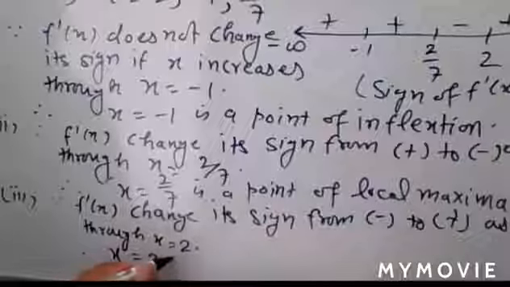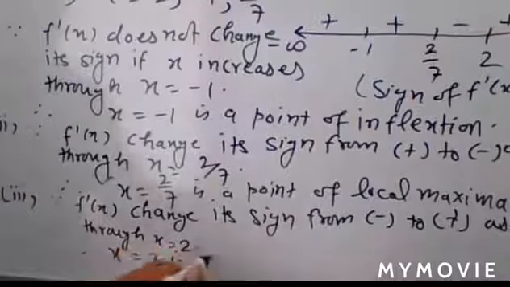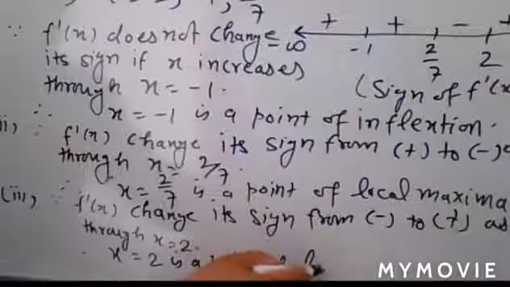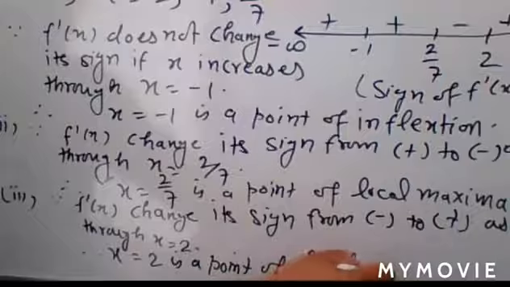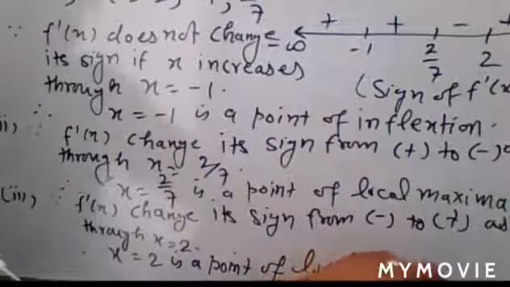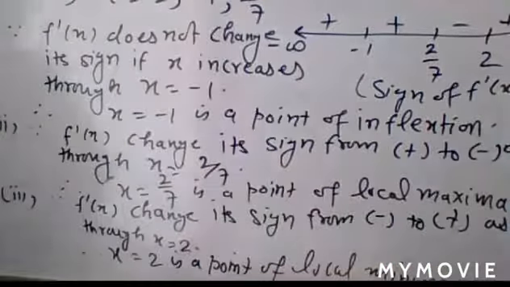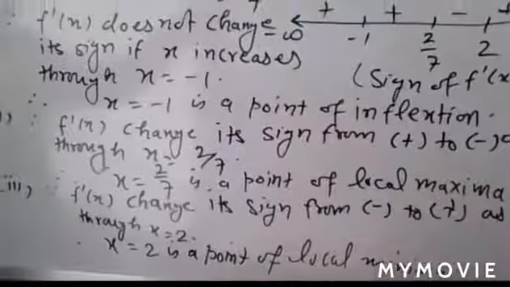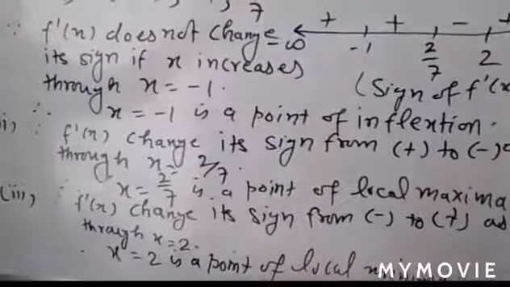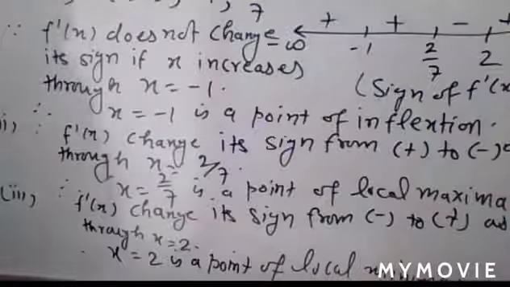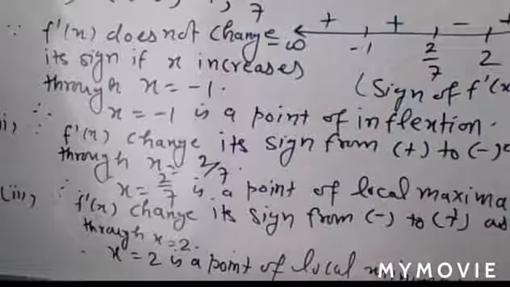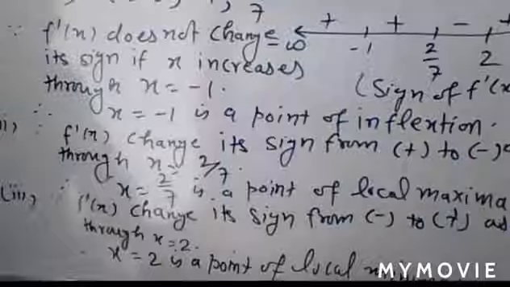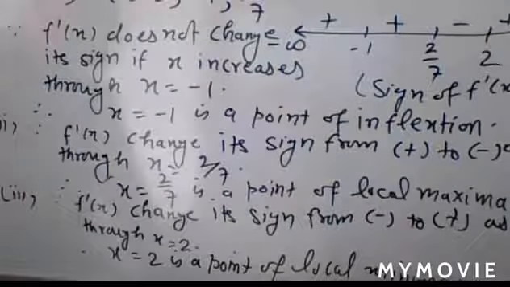So x is equal to 2 is a point of local minima. Yes, local minima. You can write in this way. So in this way, here you see how you are getting the point of inflection, local maxima, local minima by using the first derivative. And also you solve some questions based on second derivative also.